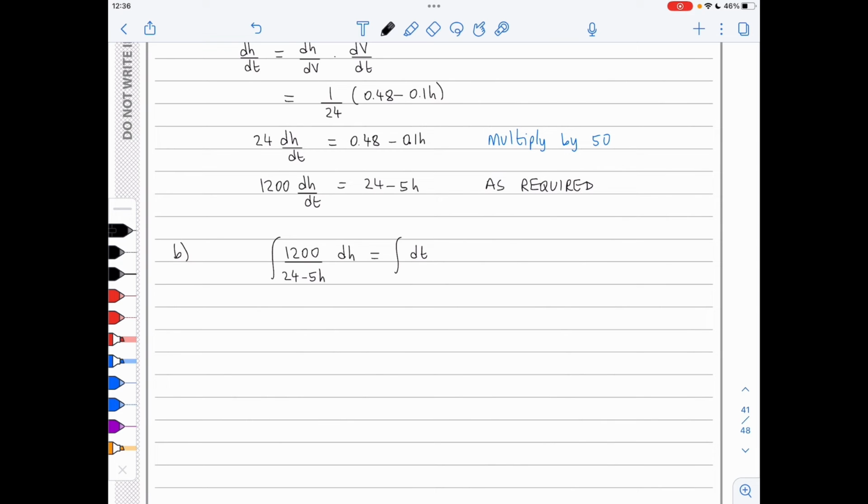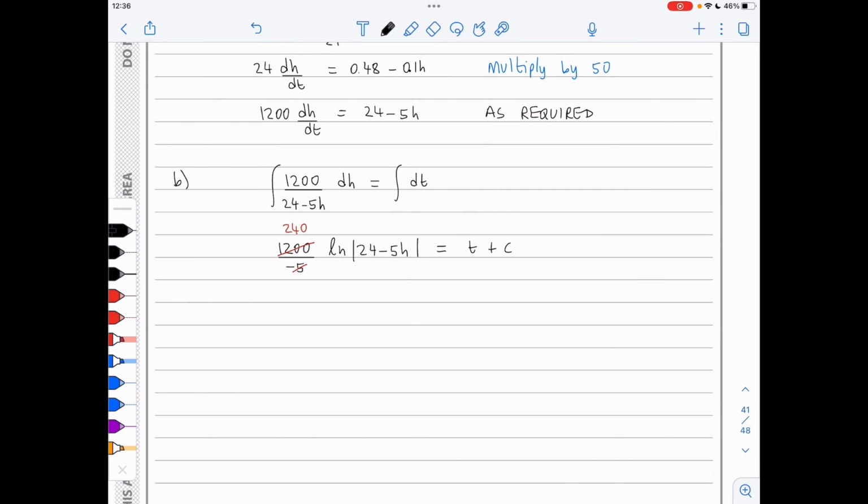So the left hand side is simply going to give me something in terms of ln. I need to divide by the derivative of 24 minus 5h, so negative 5. ln of 24 minus 5h is equal to t plus c. Now the 1200 with the 5 leave me at 240 in the numerator.